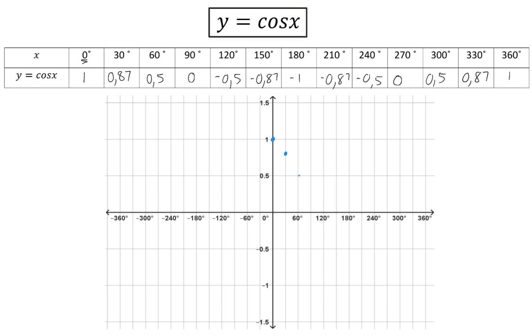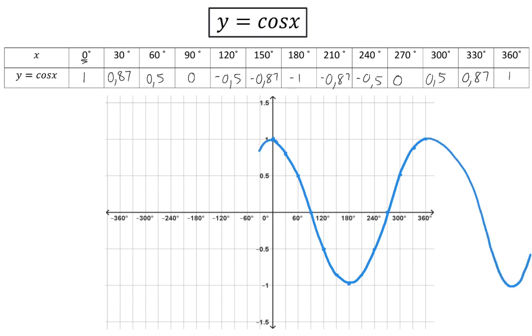And if you now go and plot each of these coordinates, you will see that again, there's a very clear pattern that is being formed. And if you now connect these coordinates, you will see that it also forms part of a wave. And just like the sin graph, the cos graph is also cyclical and will repeat itself. So this part that looks like a bowl or part of a wave will be repeated in the positive direction as well as in the negative direction.